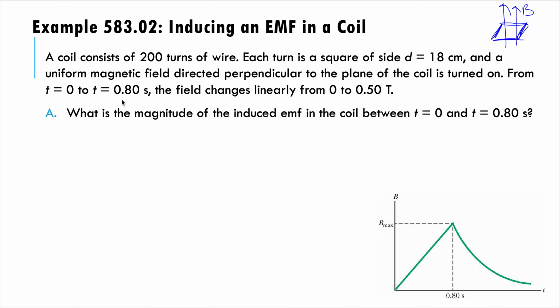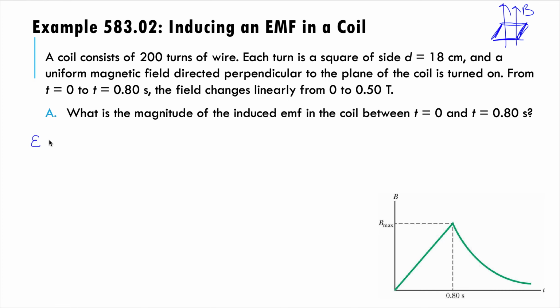From 0 to 0.8 seconds, the field changes linearly from 0 to 0.5 teslas. So we know that the field through this loop is changing, which means that the flux through the loop is changing. And Faraday's law says that when this happens, we're going to have an EMF induced in the coil. We're trying to find the magnitude of this induced EMF.